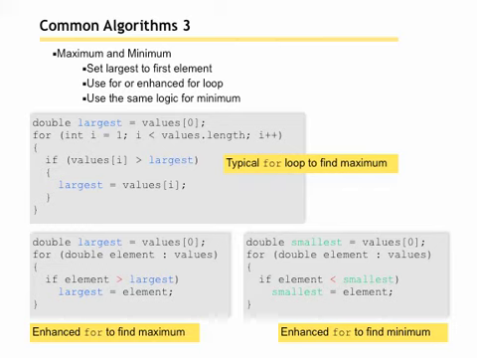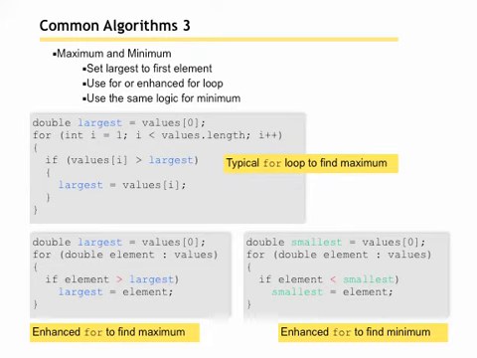Let's look at those two gray boxes at the bottom of the slides for a moment. They're both using an enhanced for loop. So double largest equals values sub 0. And then for double element, colon, values. So we're using the enhanced for loop to access each element in the array.